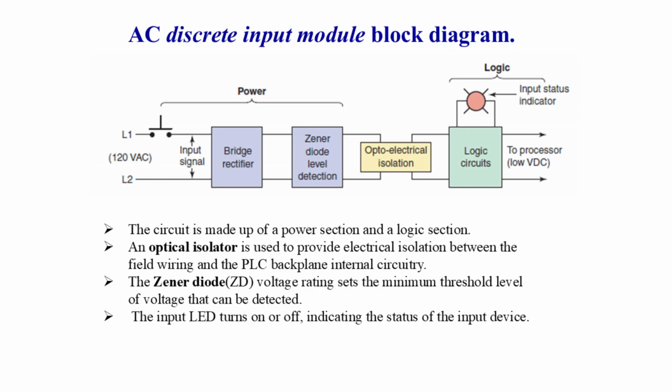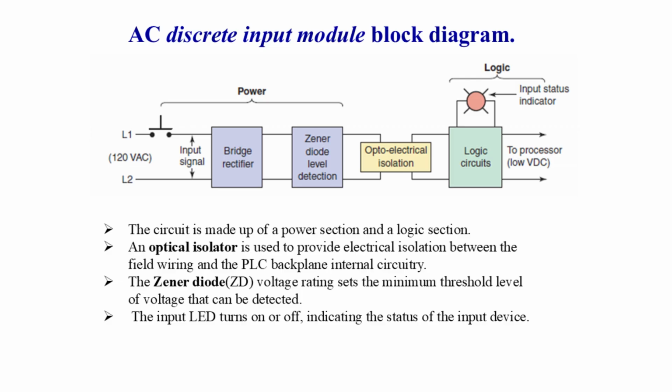This graphic shows the block diagram for one input of a typical alternating current AC discrete input module. The input circuit is composed of two basic sections, the power section and the logic section. An optical isolator is used to provide electrical isolation between the field wiring and the PLC backplane internal circuitry. The input LED turns on or off, indicating the status of the input device.